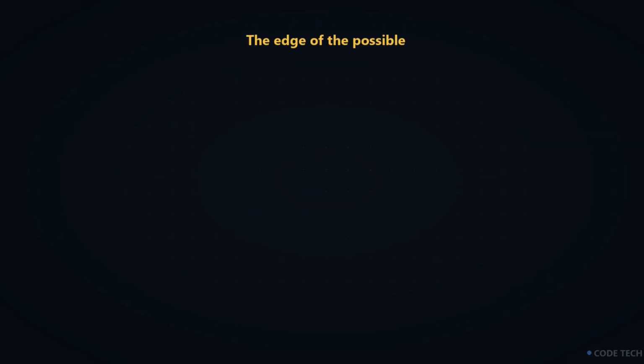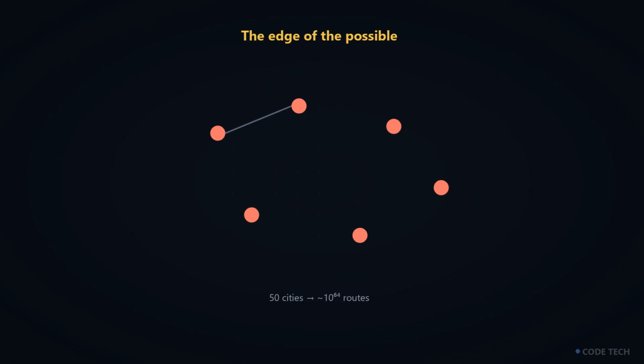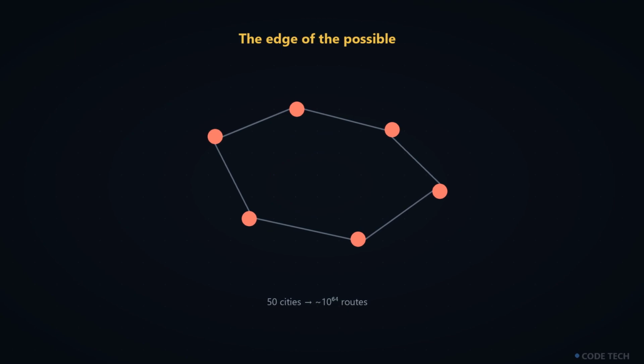Which brings us to the edge of the map. Some problems have no known escape from the exponential cliff. The traveling salesman, shortest route through 50 cities? Checking all routes, more possibilities than atoms in the universe. Best known exact algorithms, still exponential. And a whole family of problems, scheduling, packing, protein folding, shares this exact fate.